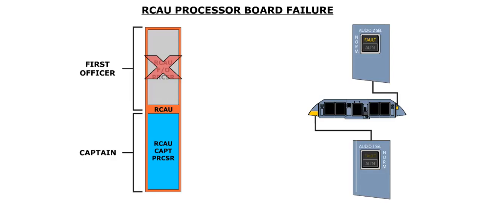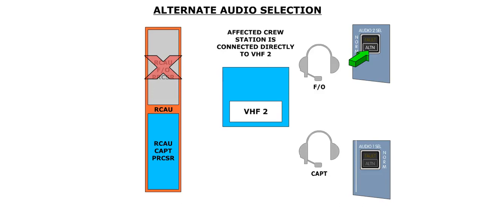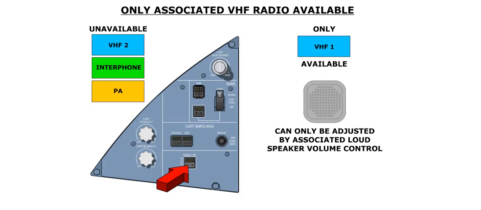If an RCAU processor board loses power or fails, an amber fault caption will illuminate on the related Audio 1 or Audio 2 select push button. These push buttons are located on the far side of the instrument panel, in front of each crew member. Releasing this push button bypasses the failed processor board, so that only the associated communications radio is available. For example, if the captain releases the Audio 1 select button, only VHF-1 will be available.